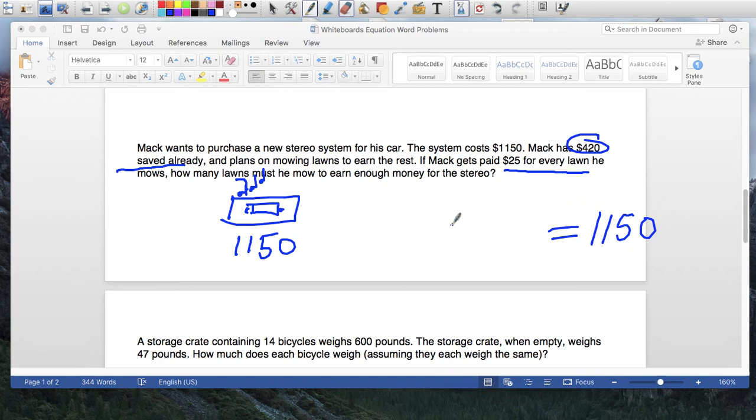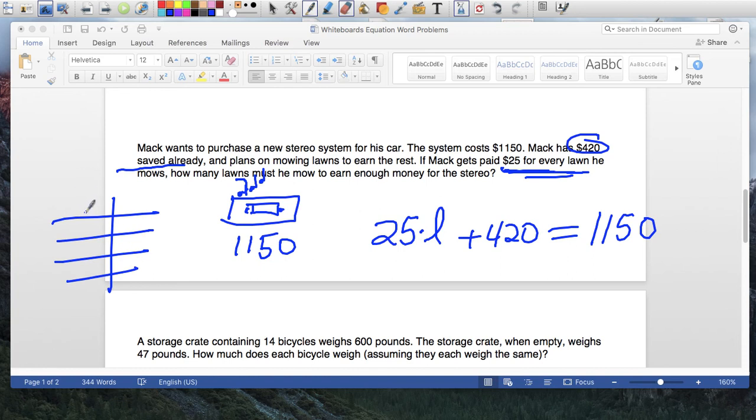Okay. So far, how much does he have? He already has $420 in his pocket. But he needs more, right? He needs to work, and he gets 25 for every lawn. 25 times L for lawn. So every time he mows a lawn, he gets $25. So how many more times does he need to work to get 1,150? So here's our story. L times 25, plus 420, equals 1,150. So backwards is minus 420 and divided by 25.